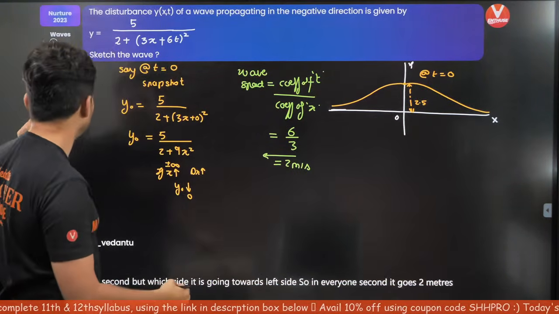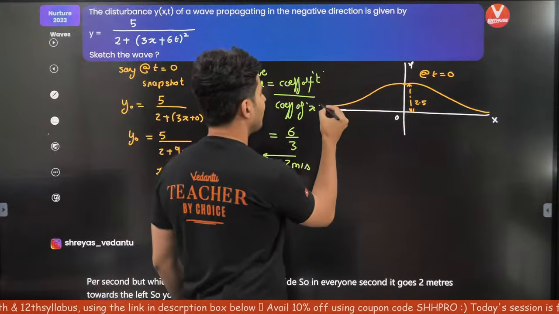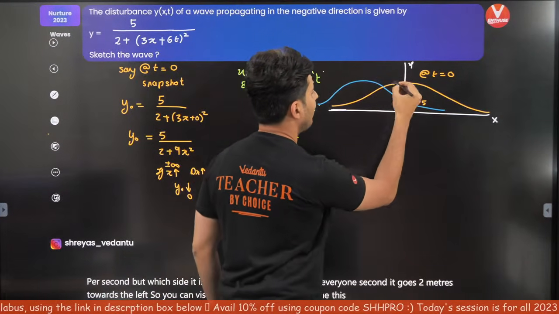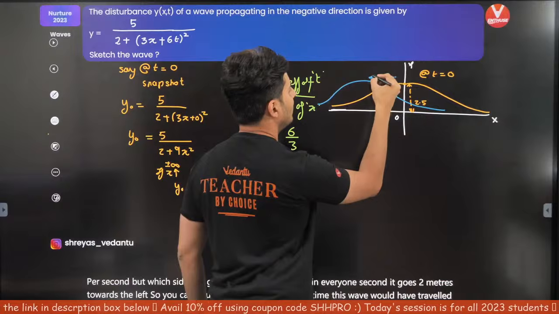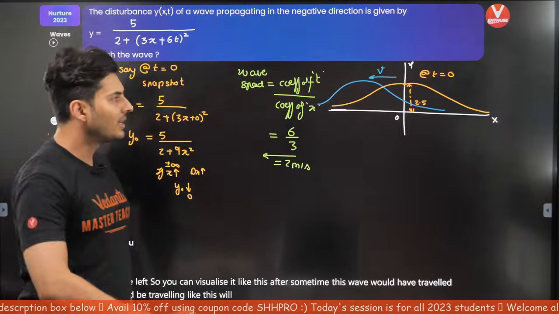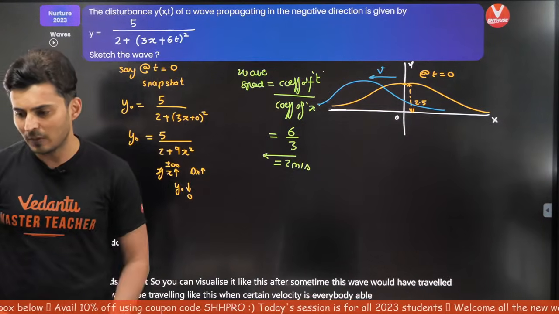So you can visualize it like this. After some time, this wave would have traveled like this. It would be traveling like this with a certain velocity. Is everybody able to visualize this now?